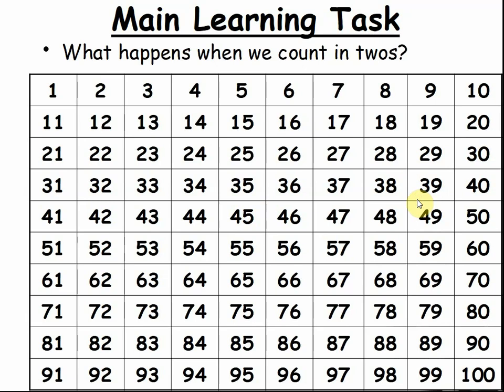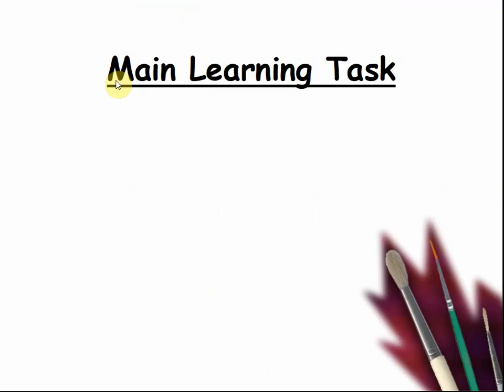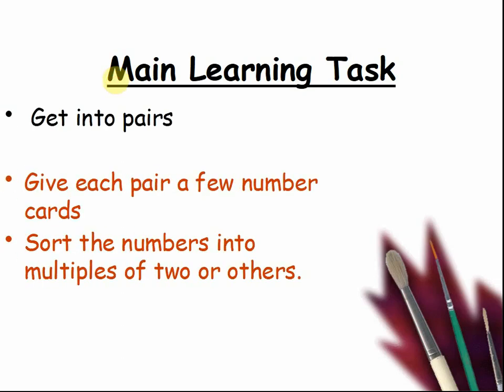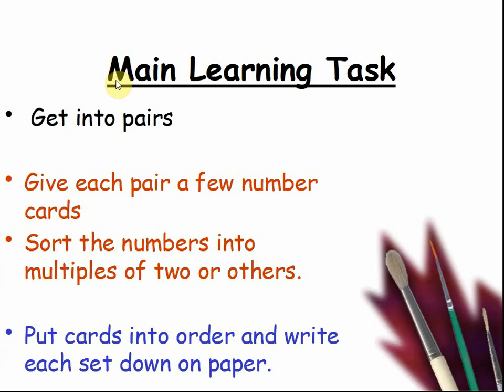What happens when we count in twos? If we count in twos and you cross off the numbers as we count, you will see a pattern appear. Main learning task. Get in pairs. Give each pair a few number cards. Sort the numbers into multiples of 2 or others. If they are a multiple of 2, they are even. If they are not, they are odd numbers. Put the cards into order and write down each set on paper.